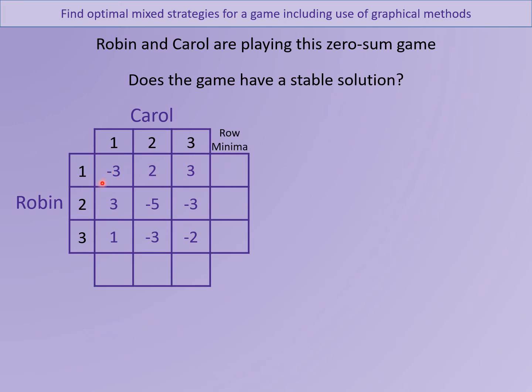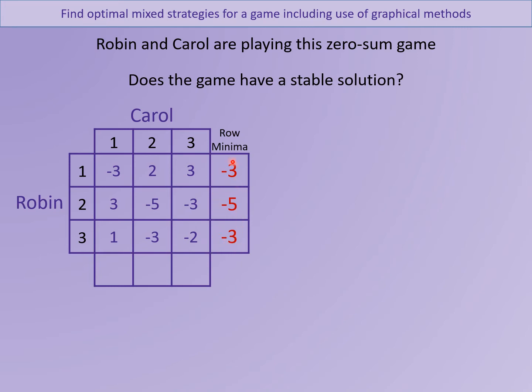And the reason why it's the row minima is because the smallest number on there, the minimum, is the worst case scenario. So Robin could lose 3, he could win 2, he could win 3. Losing 3 is the worst case scenario, so we could put -3 in there. If he plays strategy 2, the worst thing that can happen to him is he could lose 5, so we put the -5 in. And if he plays his strategy 3, the worst thing that can happen to him there is he could lose 3, so we could put in -3. Okay, so this is the worst case scenario if Robin played any of his strategies.